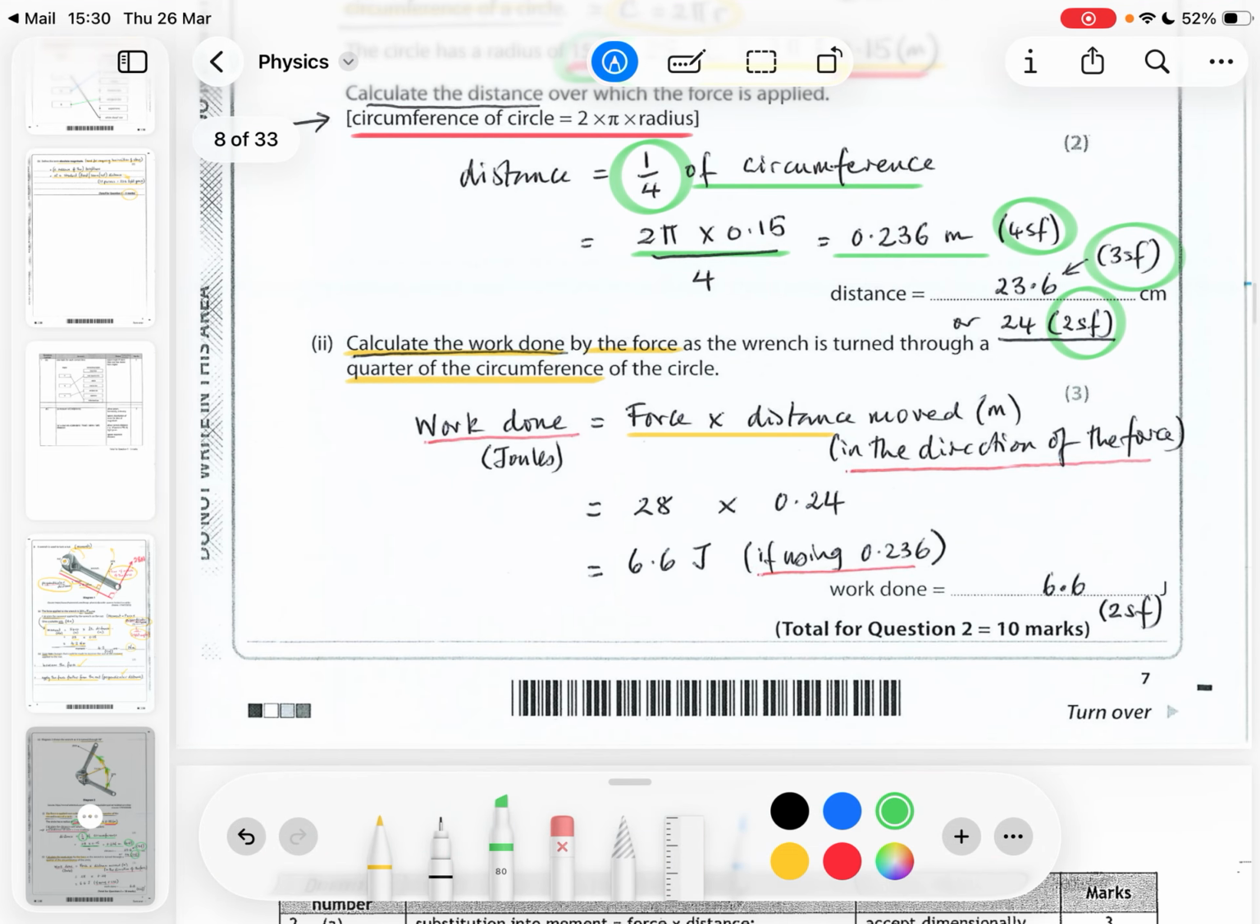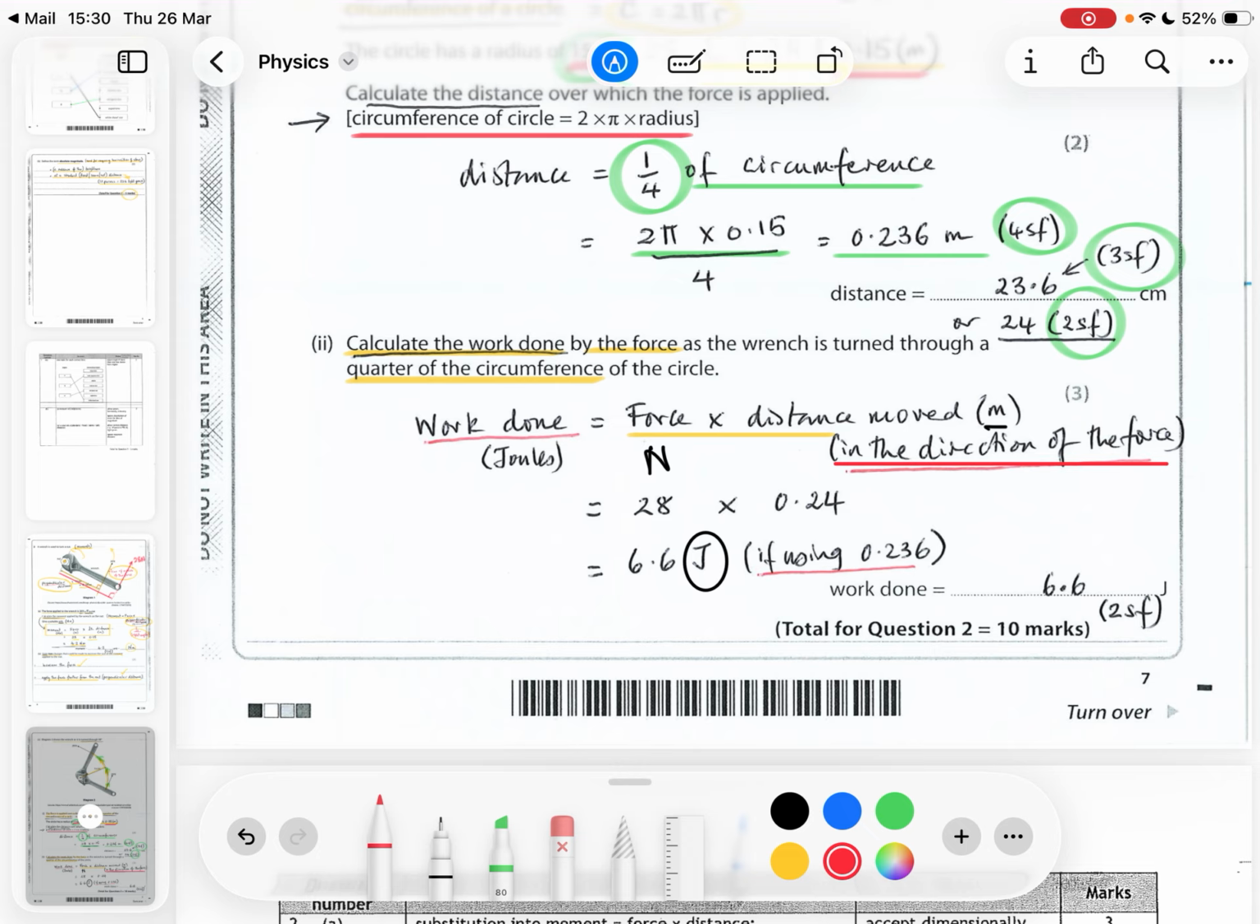So to do work done, although you're multiplying newtons by meters, the answer will come out in joules. Okay, so when they're both in the same direction, which I've underlined here, in the same direction of the force, then you're doing work done. Whereas if it's at perpendicular, then you're doing turning effect or moments.